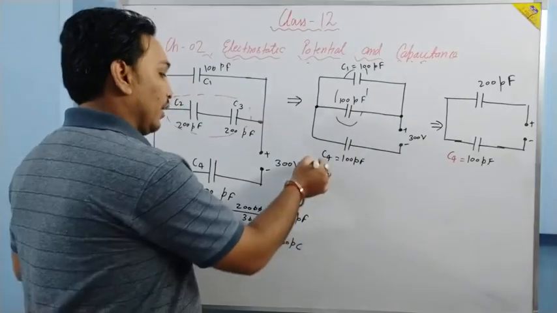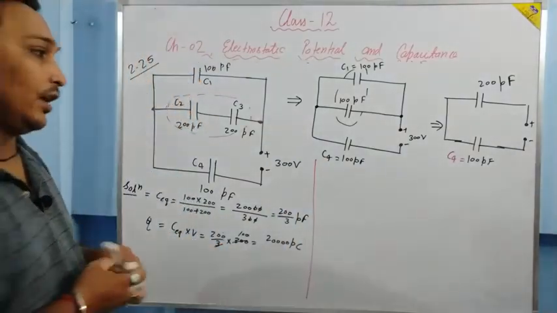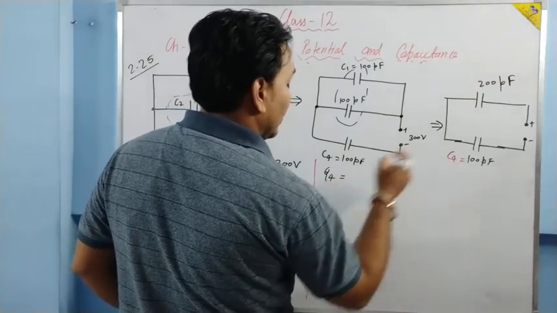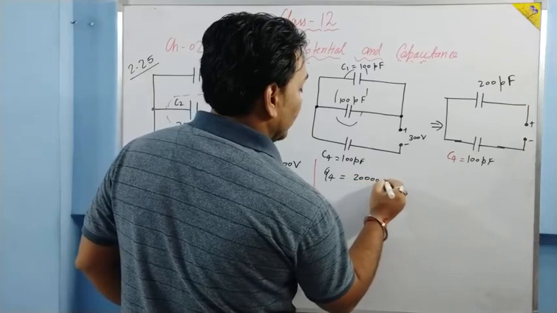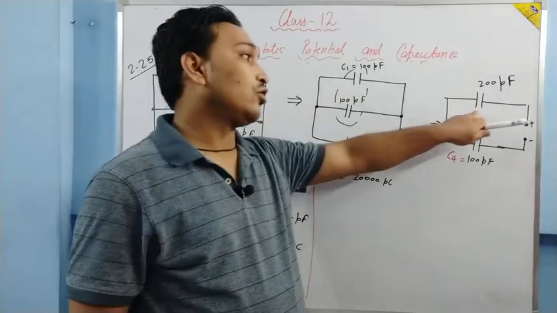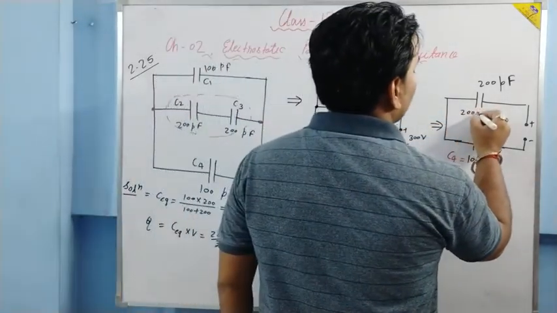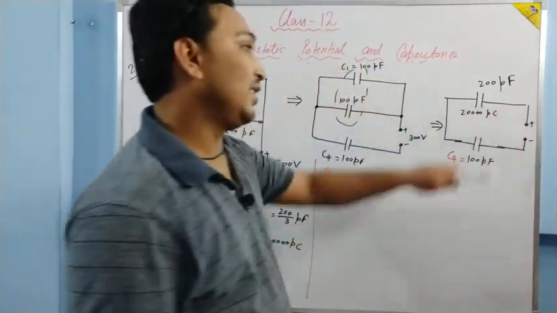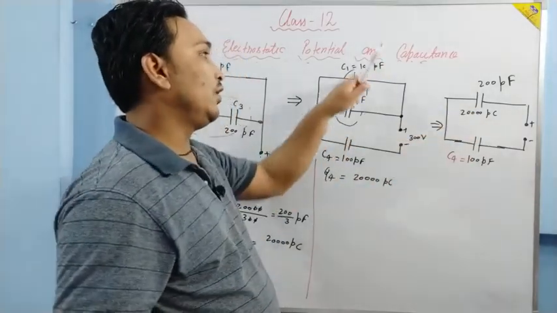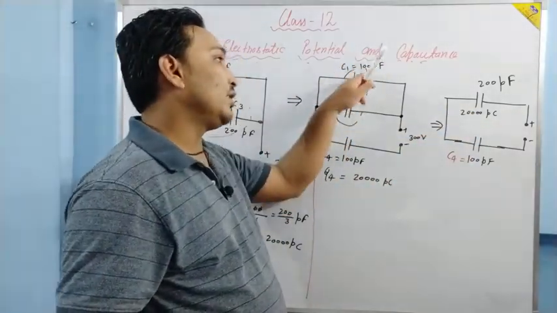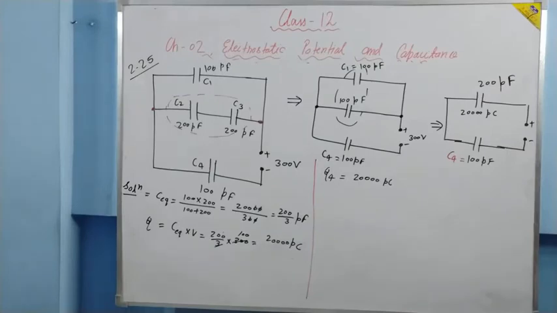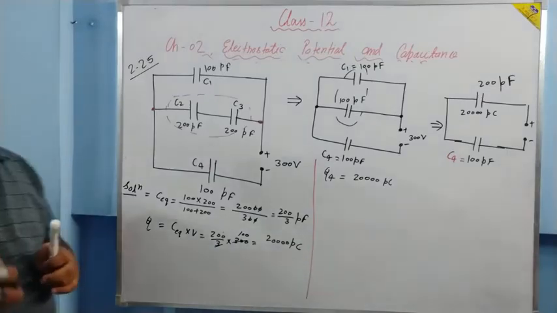So from here we can write that Q4 is equal to what? Q4 is the charge on this one. It will be 20,000 picocoulomb, right? Now this 200 picofarad will also have 20,000 picocoulomb. But this is not a capacitor given in the question. Basically, this capacitor is the combination of these two, and these two capacitors are equal. So in the parallel combination, what happens? Voltage remains the same, but the charge is different.